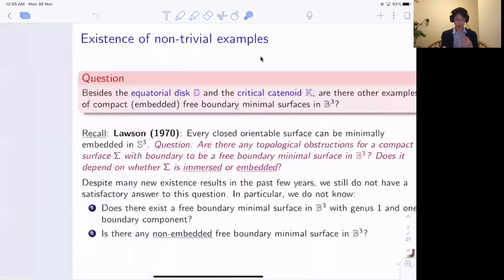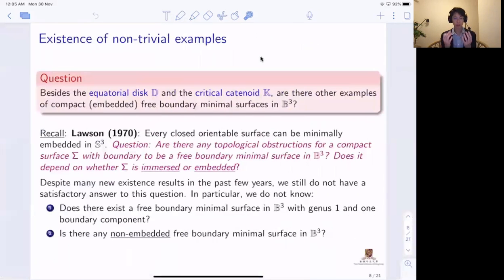So the other simplest one is genus 1, 1 boundary component. Even for this simple topology, we don't know whether any example exists or not. And as I said, it's unclear whether it makes a difference if we allow self-intersection. This is complicated by the fact that, unlike the case of closed immersed minimal tori in the 3-sphere, we don't have any non-embedded example of a free boundary minimal surface in the ball. So all the known examples so far are embedded.